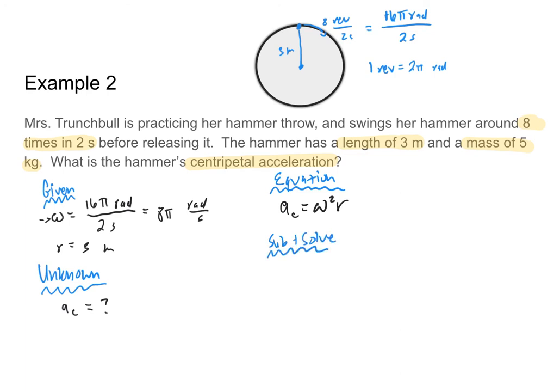And I will say that a sub c, my centripetal acceleration, is equal to omega squared times r, or 8 pi squared times my radius of 3 meters. Thus, my centripetal acceleration is approximately 1900 meters per second squared. And there you have it. Here is our centripetal acceleration for this problem using a slightly different method to solve.